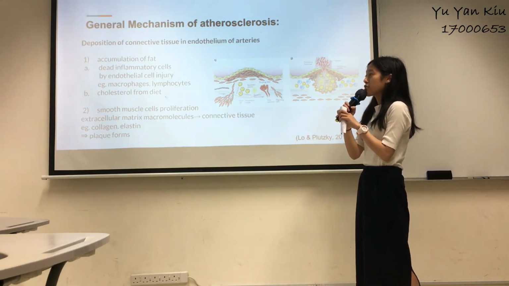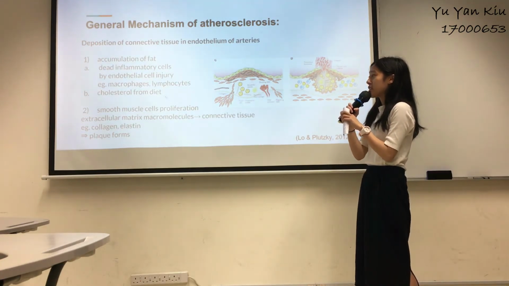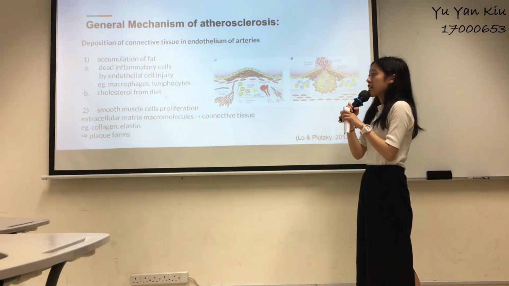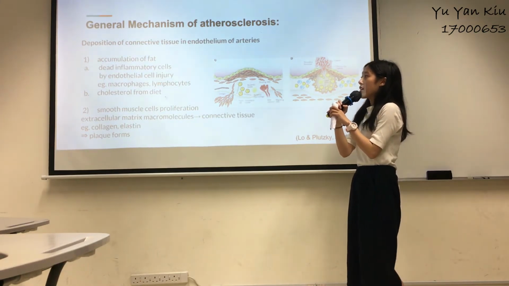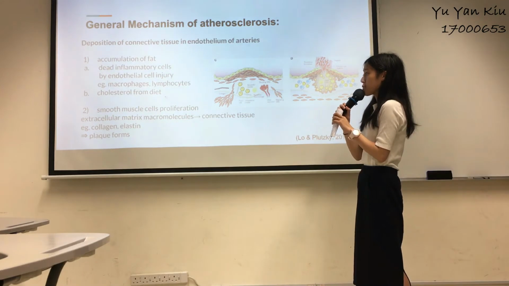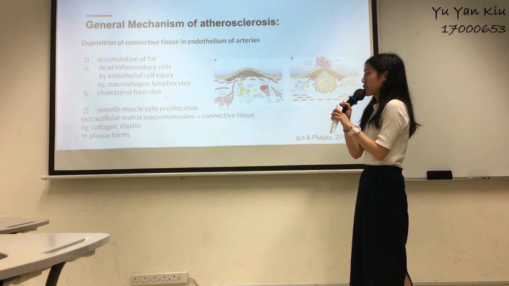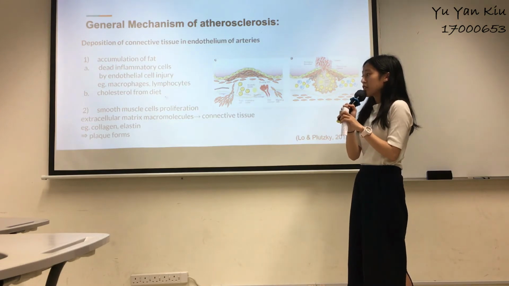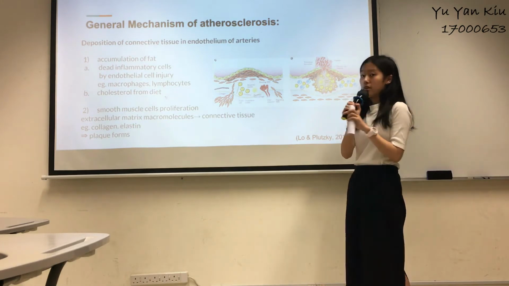Also, cholesterol consumption from the diet would lead to fatty tissue accumulation. Because we eat every day, we consume fats every day. Finally, some excessive fats will accumulate along the endothelium, and lastly lead to connective tissue accumulation. Also, smooth muscle cell proliferation would lead to the formation of connective tissues because of extracellular matrix macromolecules. These molecules, such as collagen and elastin, will finally form plaque, so it will harden our arteries.